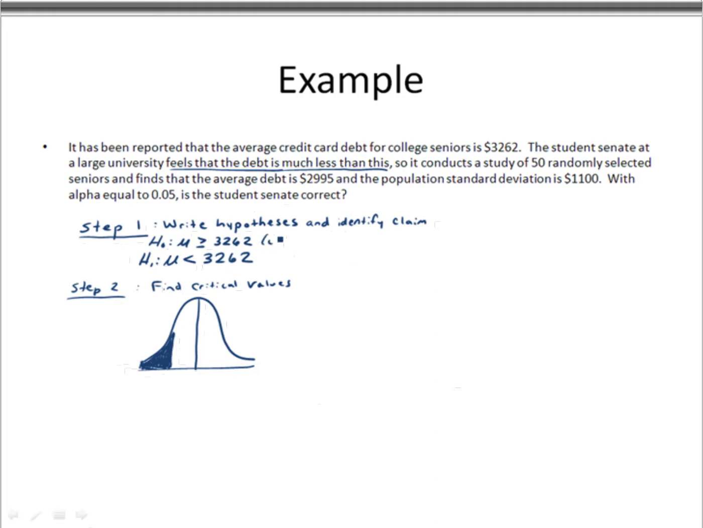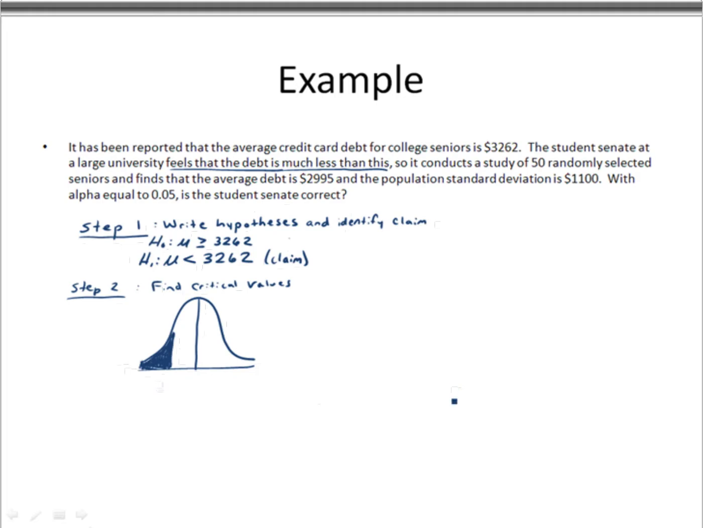Even if the claim, for some reason, was the null hypothesis, the picture would be exactly the same as what we have drawn here. So you want to be cautious that you don't look at the claim to determine how to shade, but that you look at the alternate hypothesis, the H1 hypothesis.